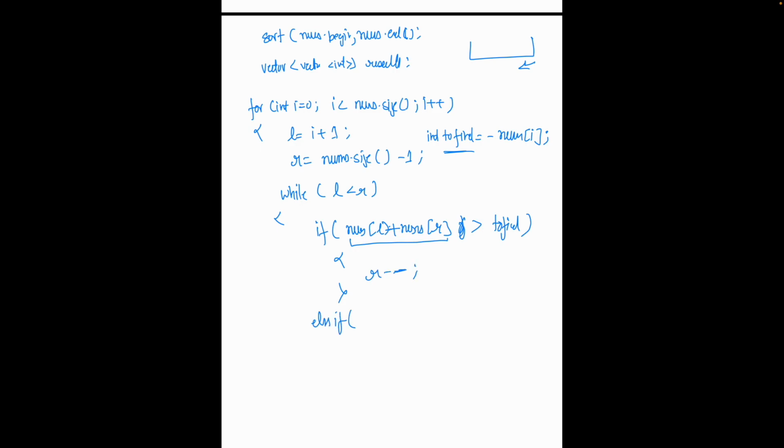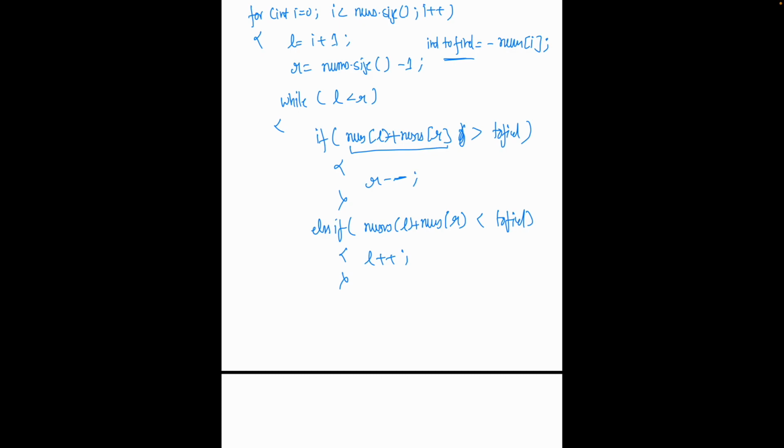Now else if we say nums of L plus nums of R is less than to_find, that means this L plus R is less than to_find. So basically we need to increase nums of L plus R. That means we want to increase this number. We want to move this pointer, and this is the max already, and we want to add something bigger than left. So we're gonna say L plus plus.